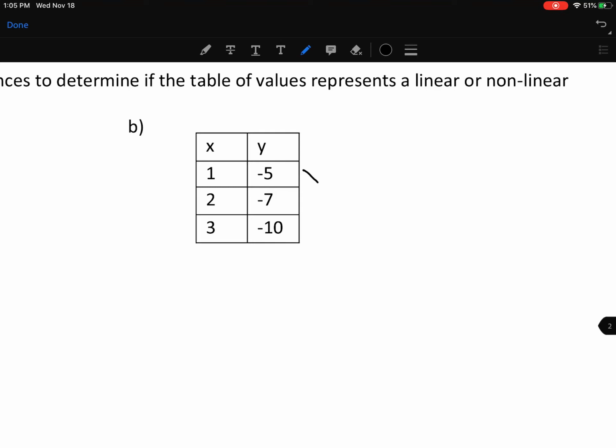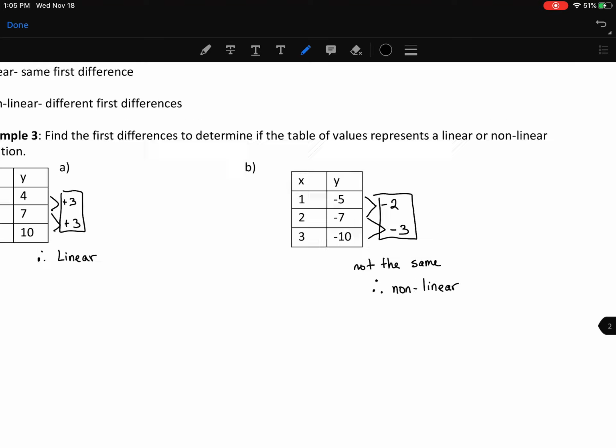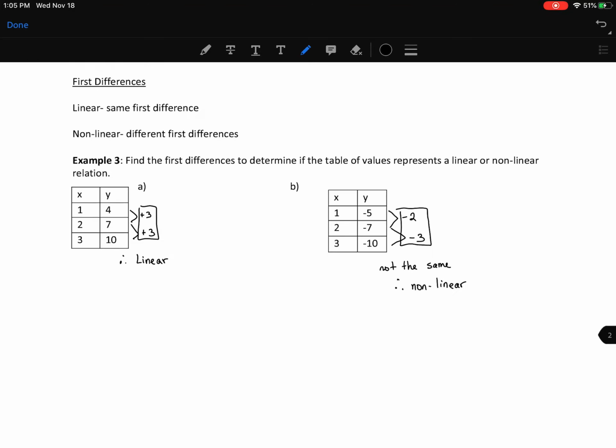relation. On the second example, though, all right, if I'm looking closely, you have to be close. From 5 to -7, we're going down 2. But then from 7 to -10, we're going down 3. You can see that those values are not the same. Therefore, it is non-linear. It is something else.